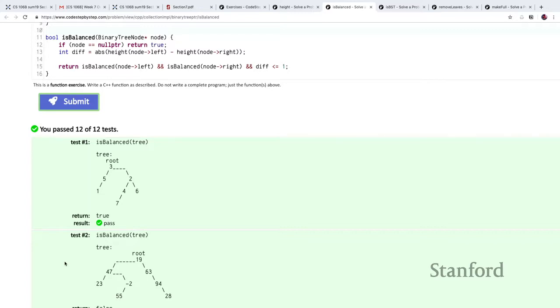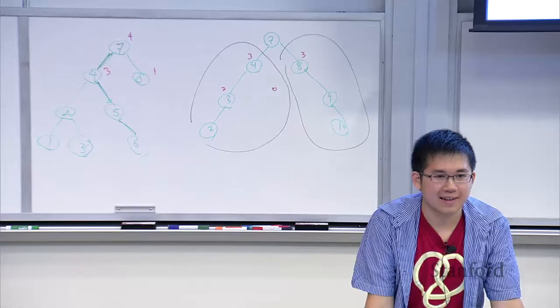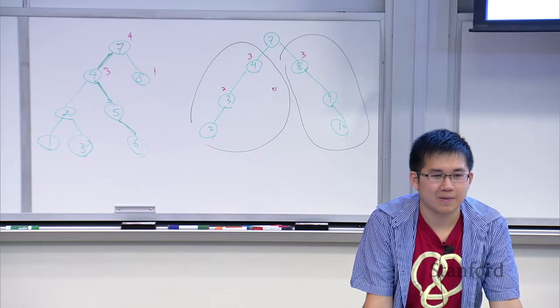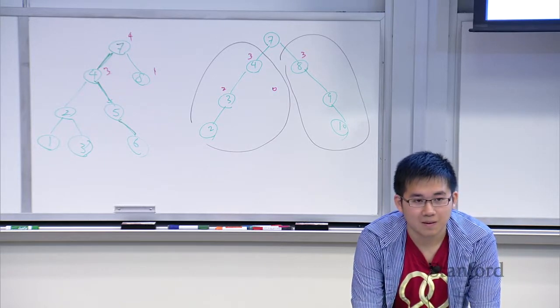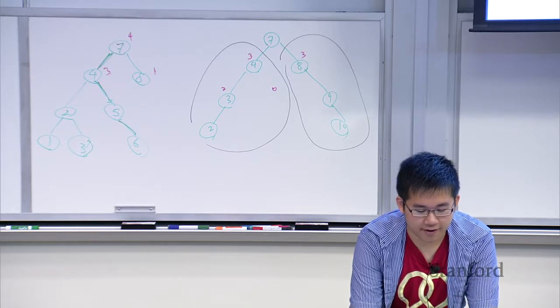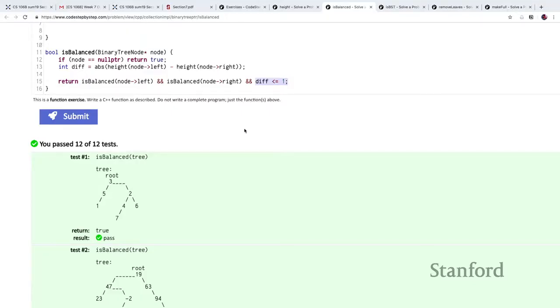Yes? Is it worth it, on a large tree, to define it so that if the difference is greater, you just cut it off and return false rather than going on to still check if the subtrees are balanced? Yeah, that is a very good point. One thing you could do is put that at the beginning instead of the end. If the difference is not less than or equal to 1, then we just short circuit because it's an and. If this is false, we're going to return false anyways, so we just stop.